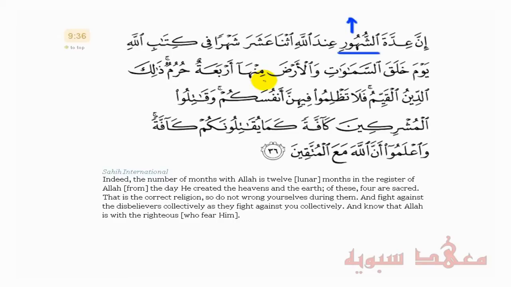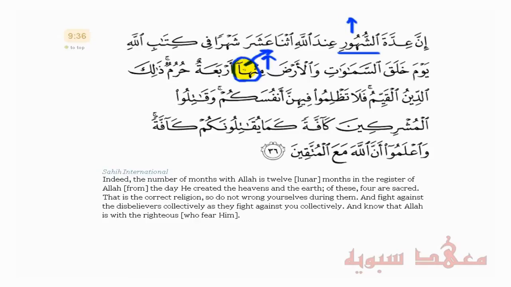There it says منها, so here the ضمير, the singular. From it there are 4 that are sacred, hurum. So this ضمير refers to these 12 months. So once again, the greater plural is being used. And it says that 4 from these are hurum.